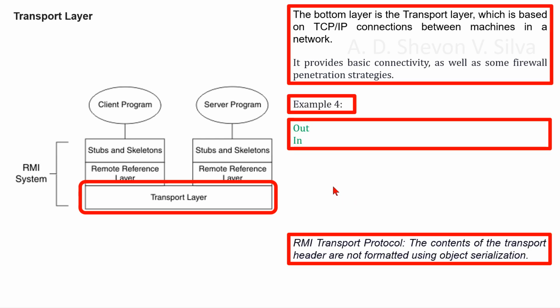Now we are considering RMI transport protocol. The wire format for the content of the transport header are not formatted using object serialization. The wire format for RMI is represented by a stream. The terminology adopted here reflects a client perspective. Out refers to the output messages and in refers to input messages. The content of the transport header are not formatted using object serialization.